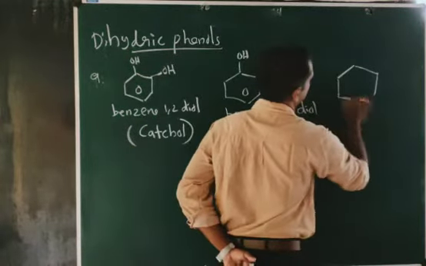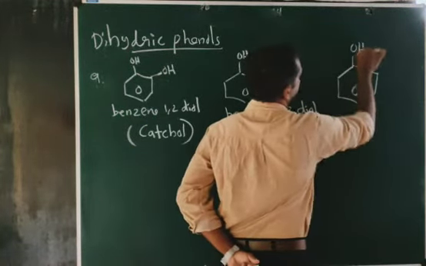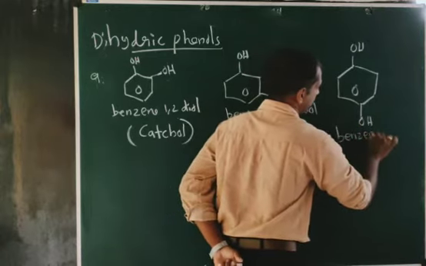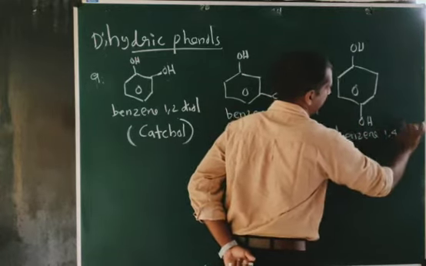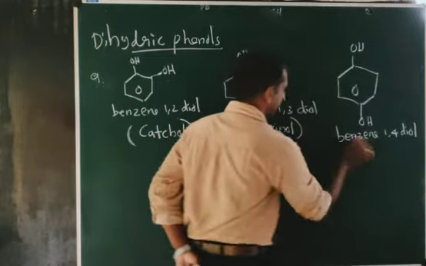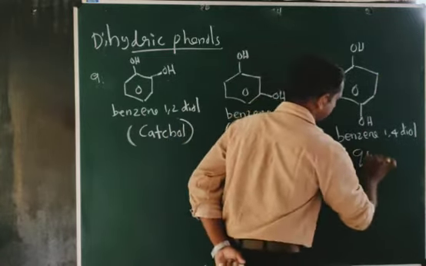And the next one is OH. What is here? Benzene 1,4 diol. Benzene 1, 2, 3, 4. Benzene 1,4 diol is known as quinol.